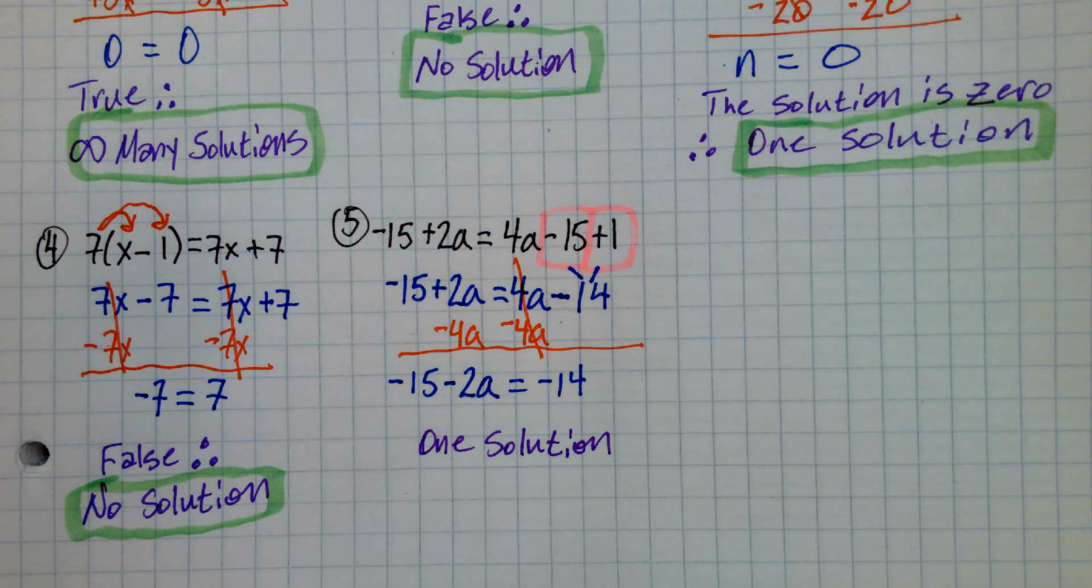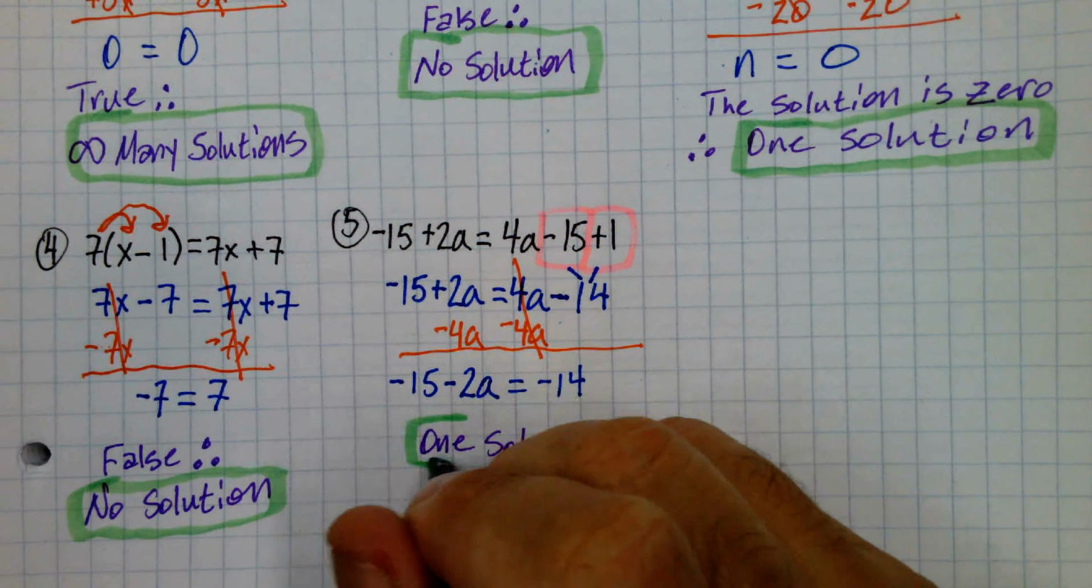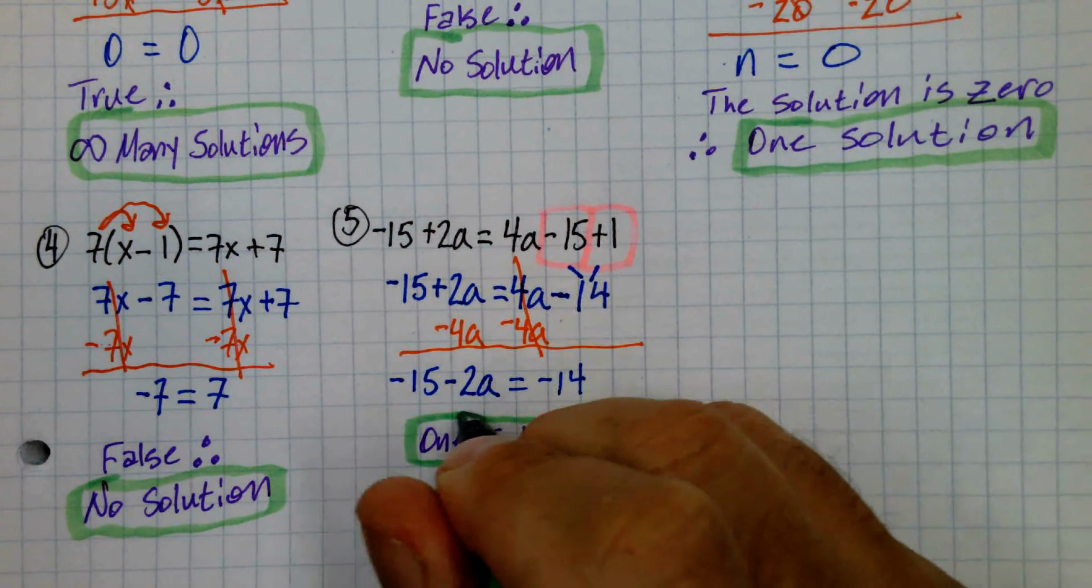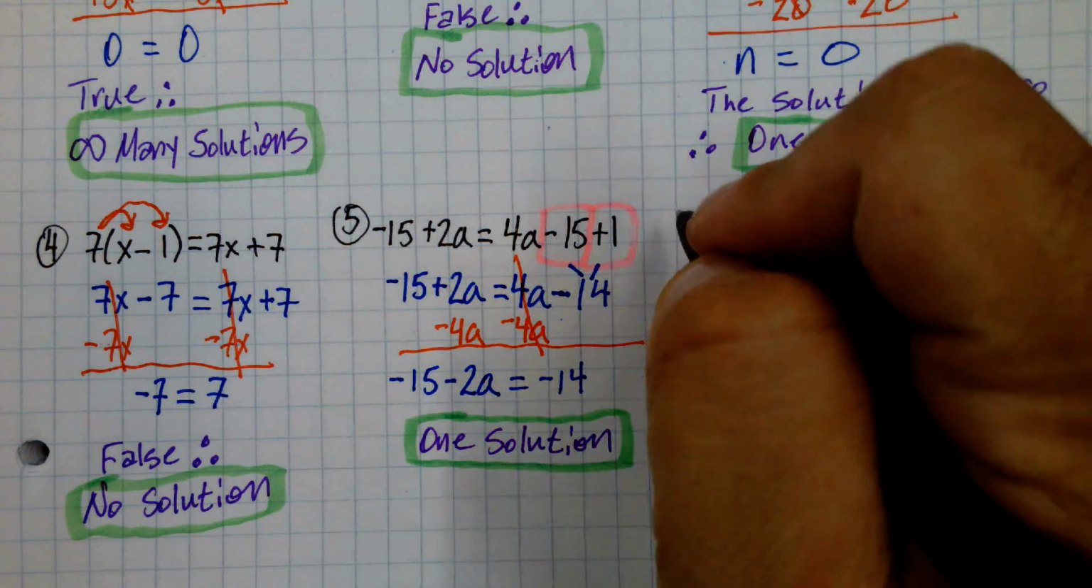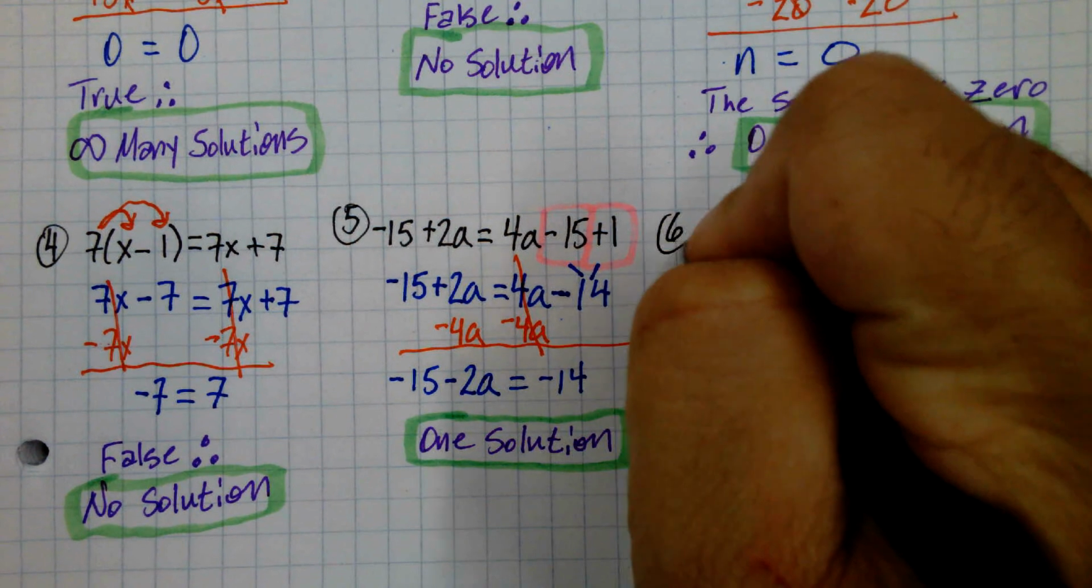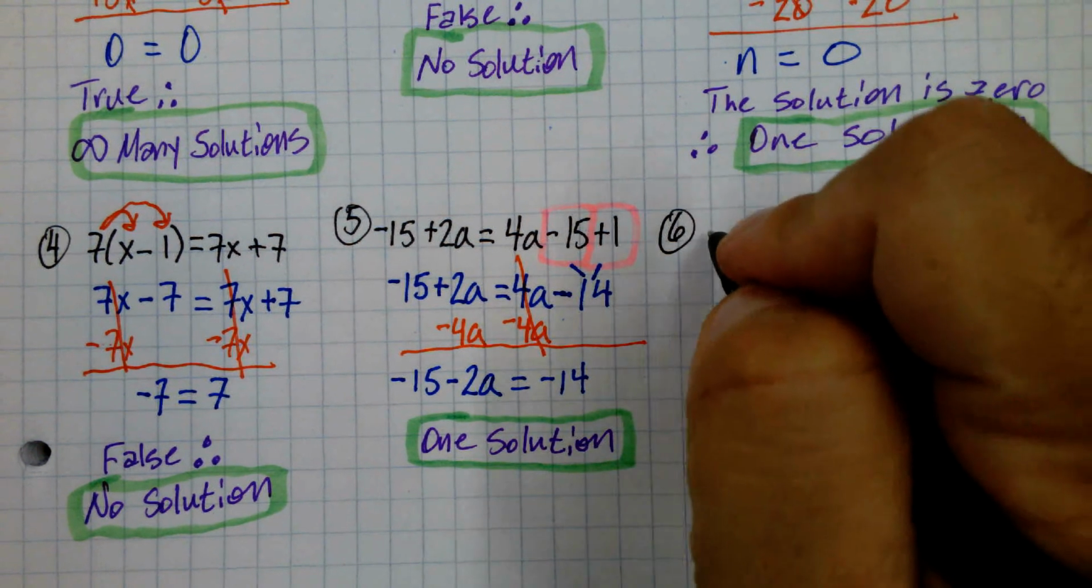We didn't end up with one of these statements like 7 equals 7 or negative 7 equals 7, okay? So this one is one solution. Eventually, we would get the answer. We don't really care what the solution is. We care about that we're going to get a solution. Okay? Okay, this is going to be the last one. Number 6.